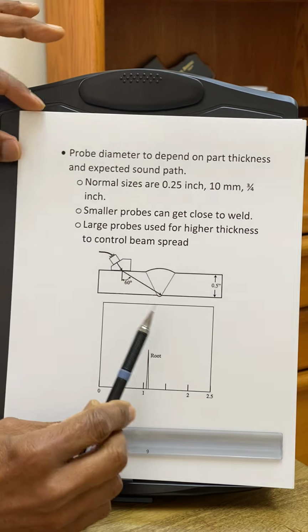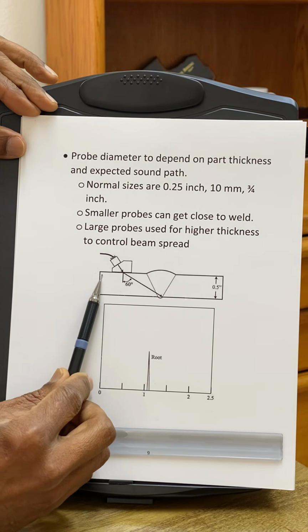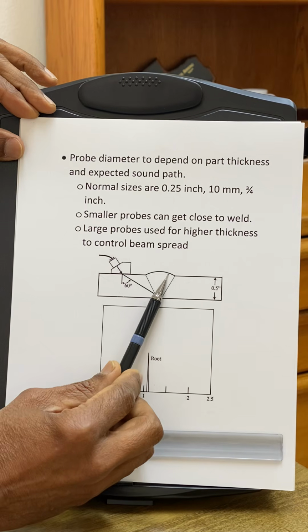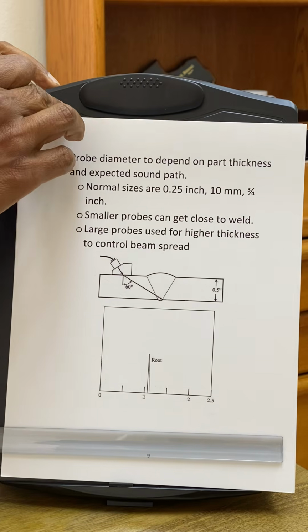The first leg will actually inspect the bottom 1/3 of the weld, and the second leg, which is the sound going from here getting reflected up to here, will inspect the top area of the weld.